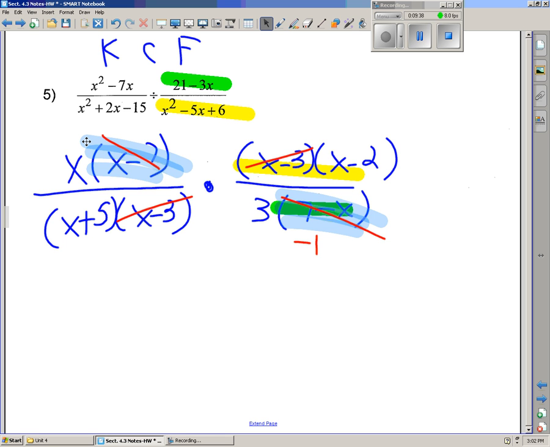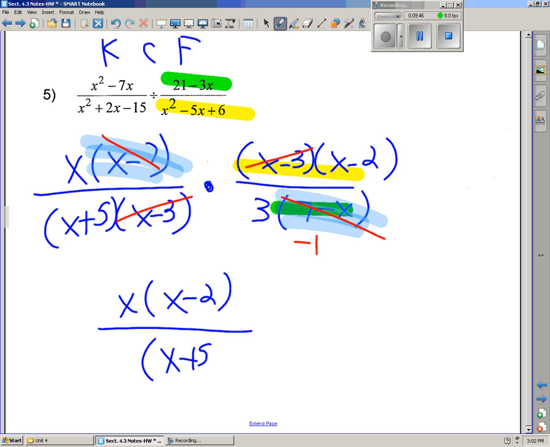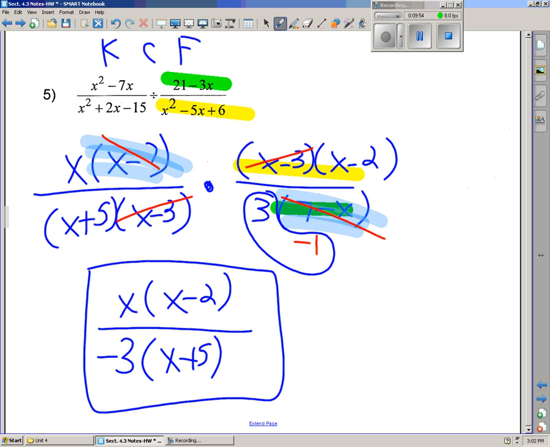Nothing left to cross out. So the final answer on the top becomes an x with an x minus 2. On the bottom, it's an x plus 5 with a 3 times a negative 1, which means I'm going to put the negative 3 there. Okay, so that's the answer.